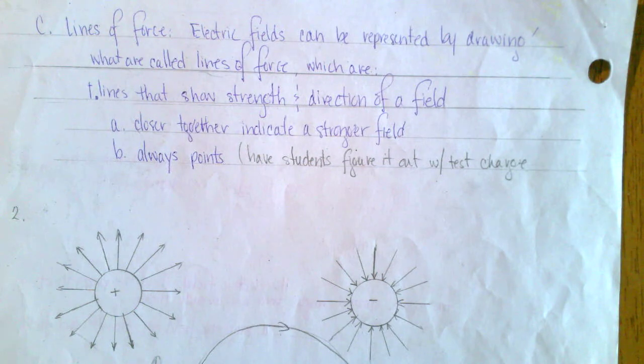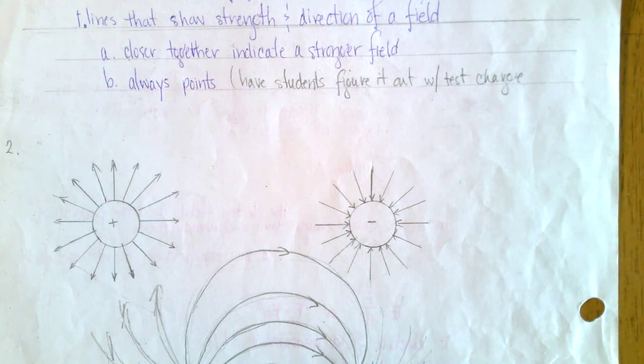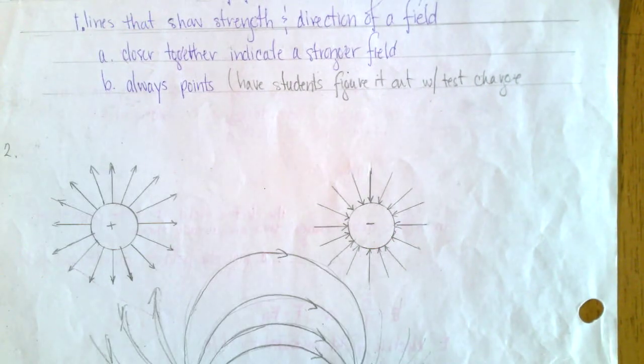Under that, I'm reading ahead here, letter A: the closer together they are, the stronger the field is. If the lines are close together, the field is strong. If the lines are far apart, the field is weaker. And it always points, you can kind of see by my drawings here, it always points away from the what and toward the what. It always points away from the positive and it points toward the negative. So please write that down. Always points away from the positive toward the negative.